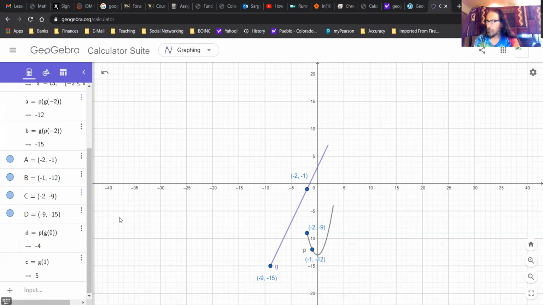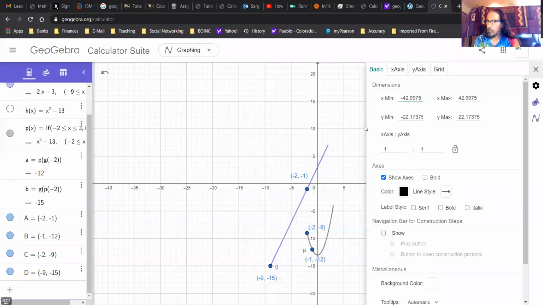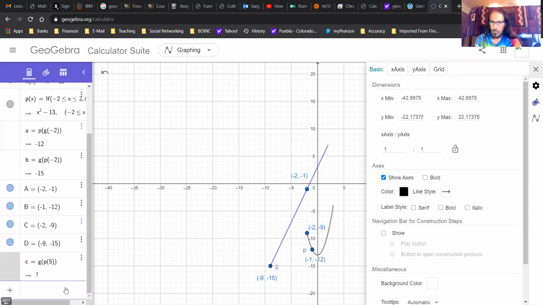Let me think a minute. Okay, here's something that'll definitely be a problem. Either function does not go as far as x equals 5. 5 is outside of the domain. So if I were to try to find g of p of 5, it's giving me a question mark because it wasn't even in the domain of p.